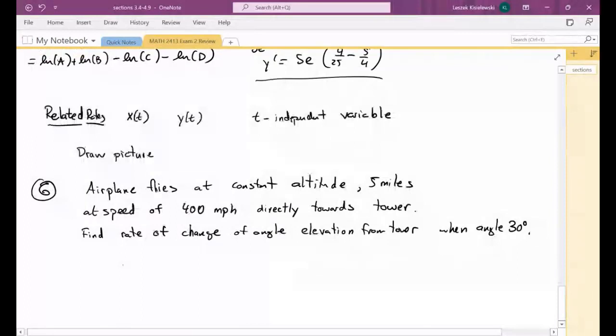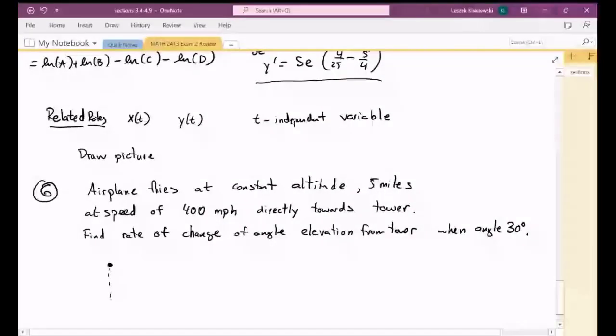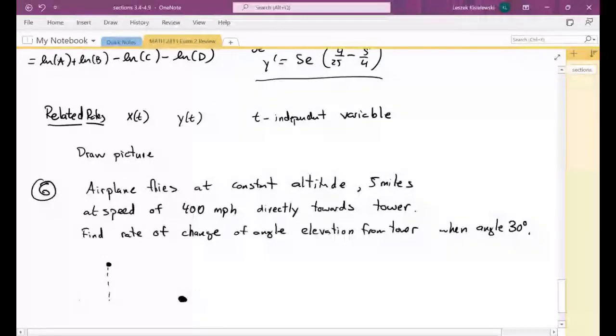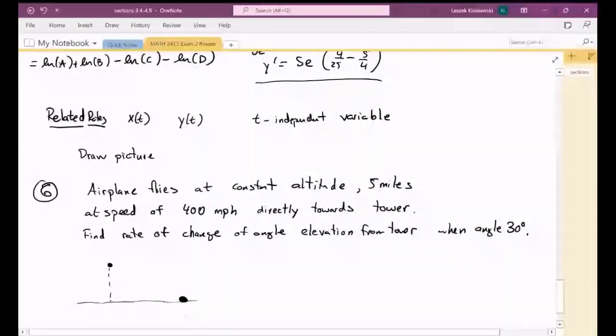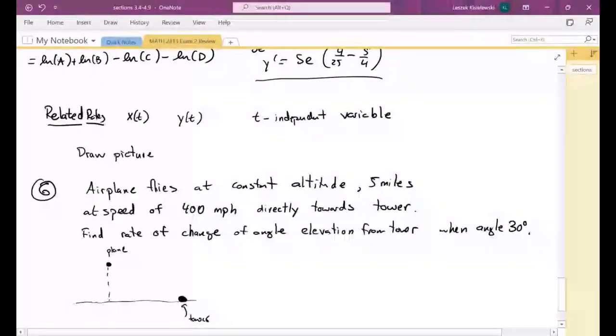Is this plane going to fly east or west? Are we going to head to New York or California here? New York. Okay. So here's our plane. Here's the tower. I'm assuming it's short relative. All right. So it's heading towards the tower. Okay, and we're interested in the angle of elevation from the tower.